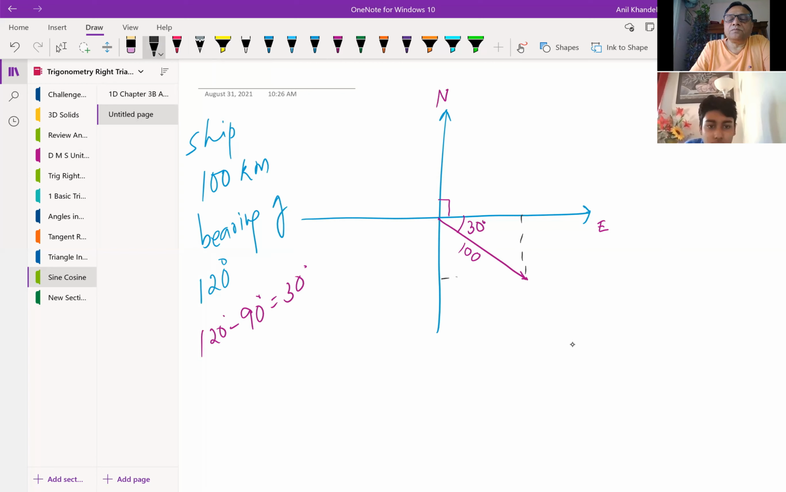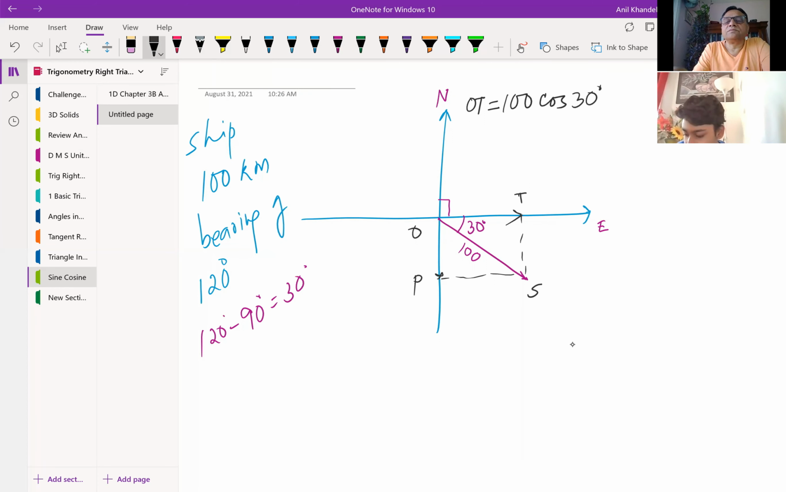Okay, sir. And we already have 100 kilometers, right, sir? Yes, as the hypotenuse. Let me label this. So O, let's say T, and we'll call this point P, and here we'll say S. So east, it traveled OT, right? So what is OT equal to? I'm just sketching out the lengths here, and then here's the degrees. So we need to find out. That would just be the cosine.